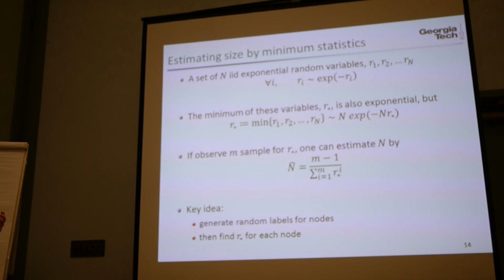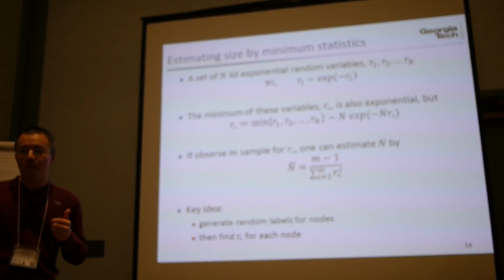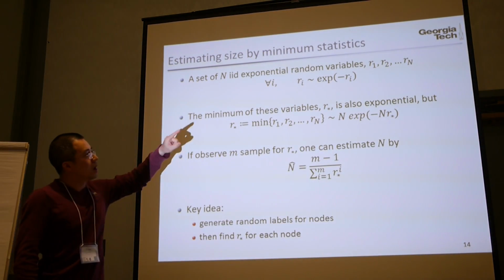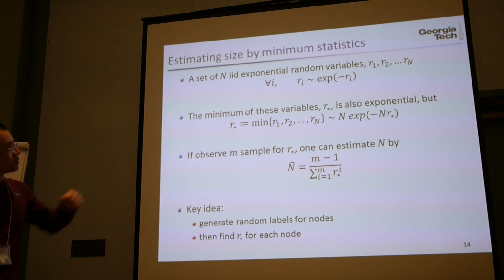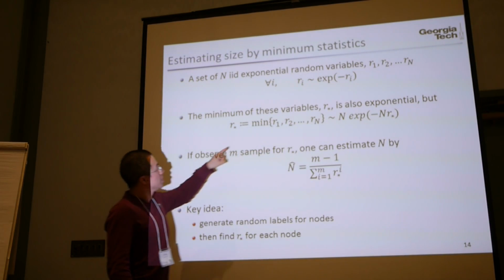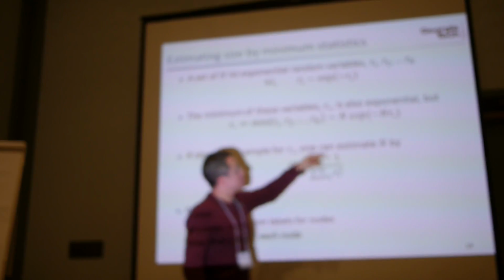So the intuition of this algorithm is using a very special property of the exponential random variable. Suppose you have a set of m exponential random variables R1, R2, up to Rm, and each one is drawn independently from some exponential distribution. Then if you compute the minimum of these m exponential random variables, it's going to be distributed according to an exponential distribution, but with the parameter changed to m, okay?